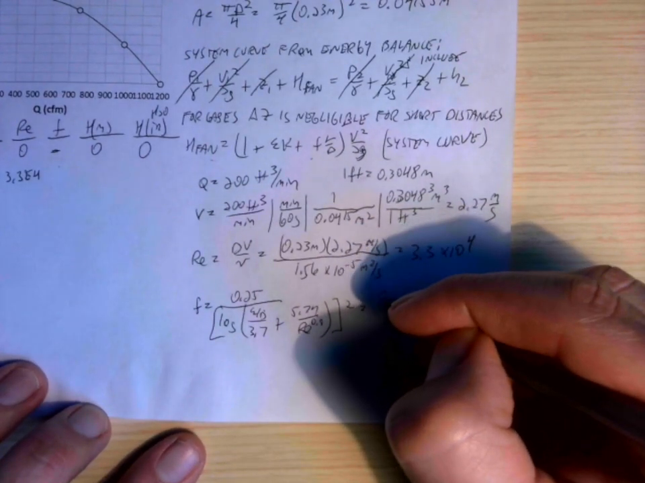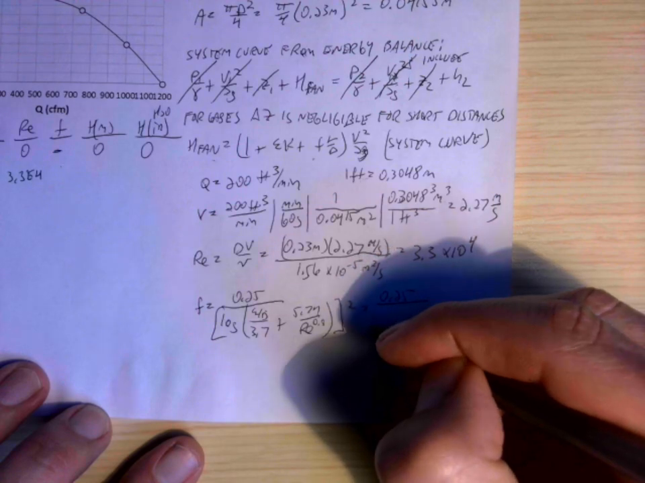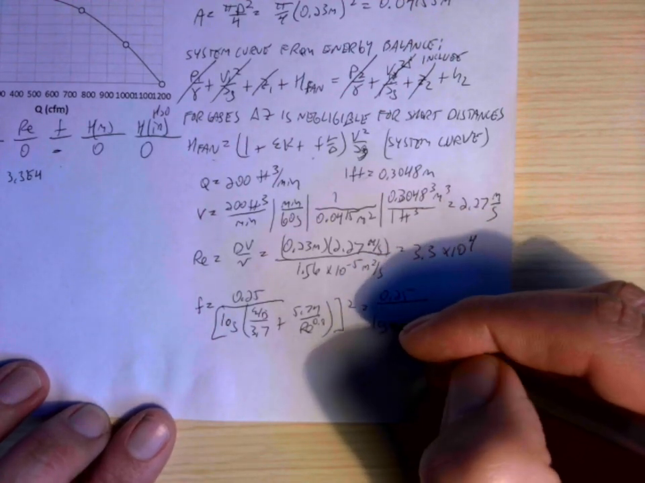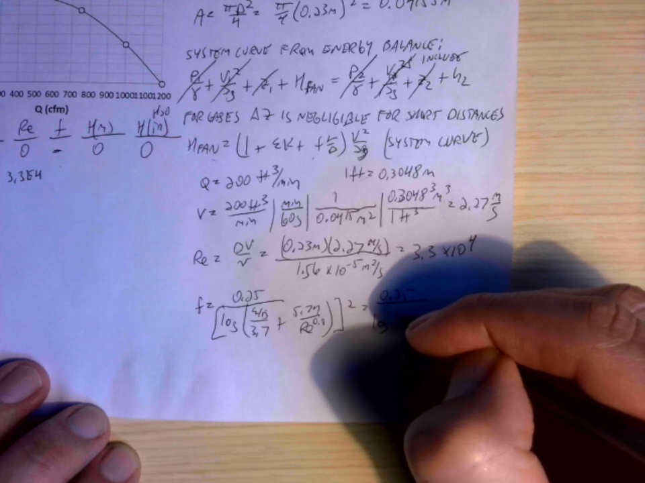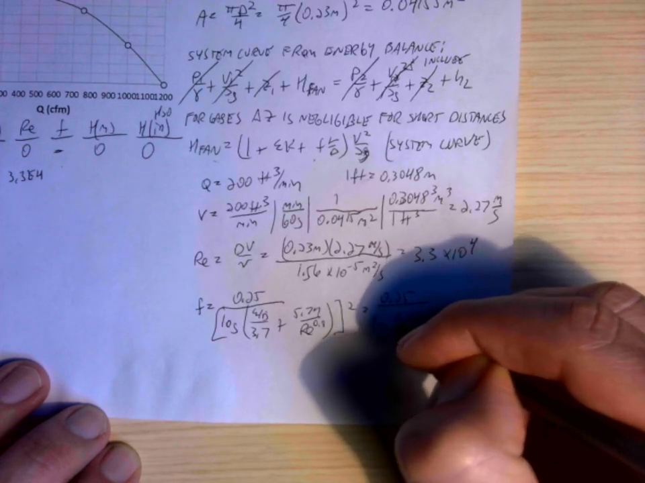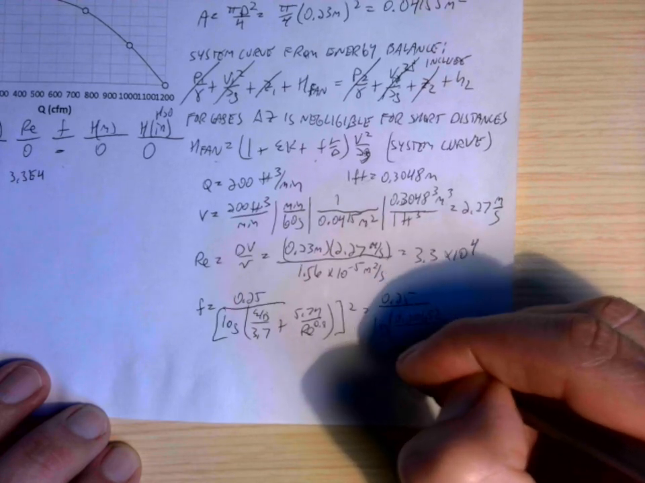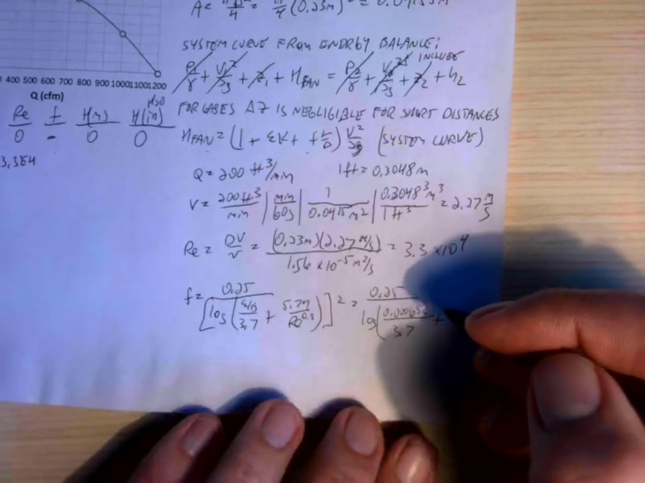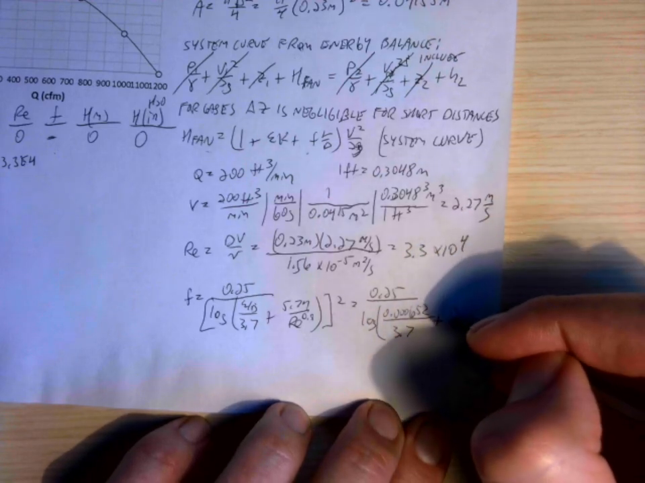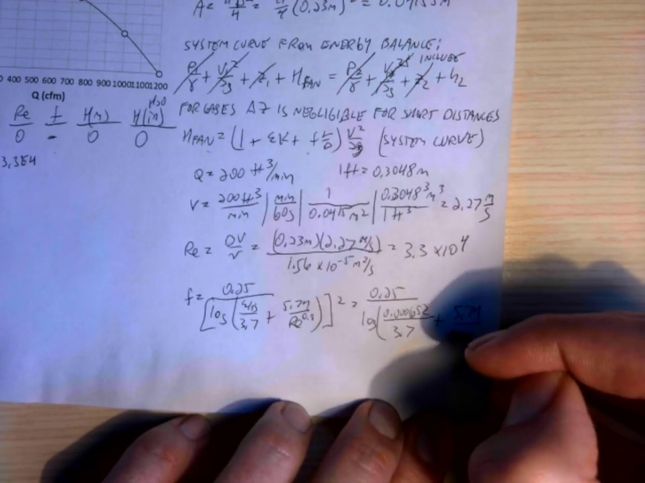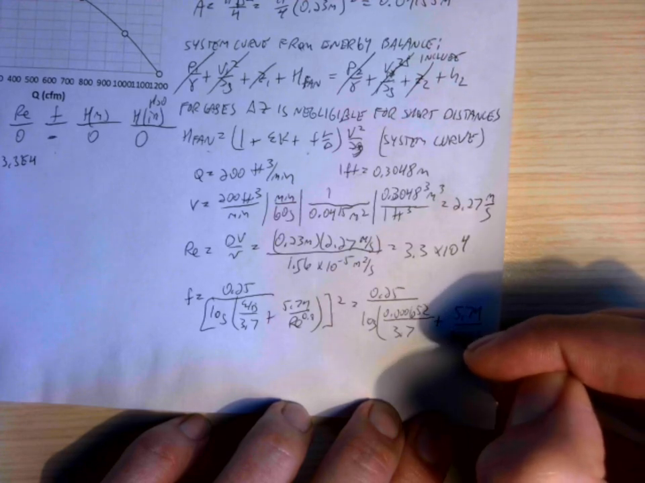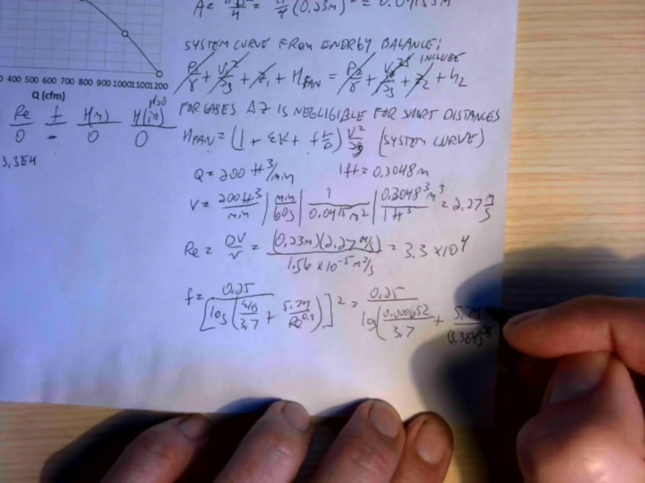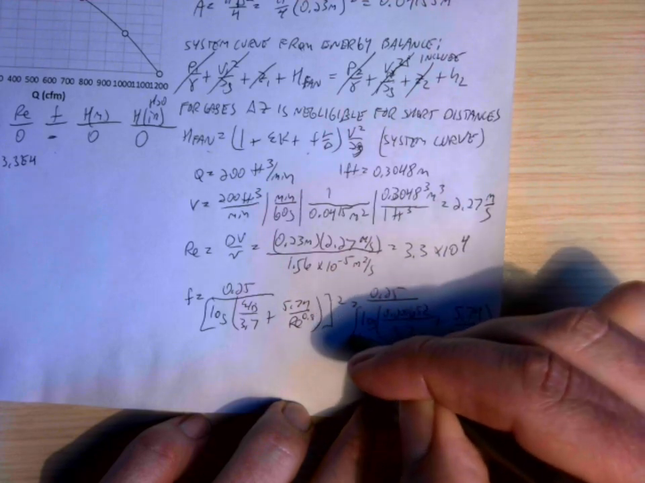So let's plug that in. 0.25 over log of the relative roughness, which is 0.000652, over 3.7 plus 5.74 over 3.3 E4 to the 0.9, and that whole thing is then squared.